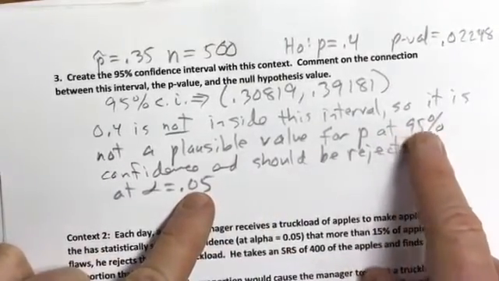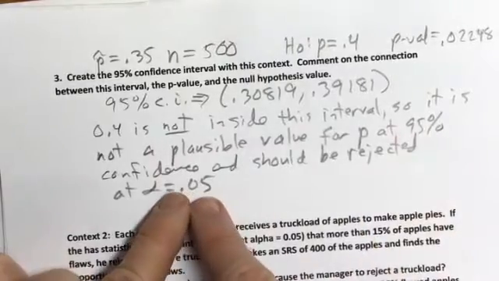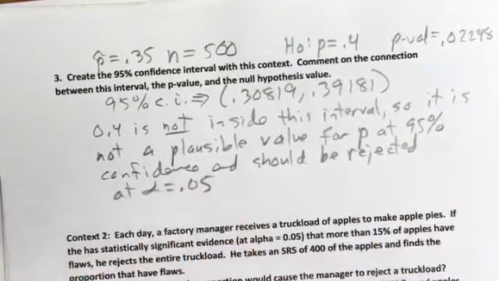If this was a 99% confidence interval, it would correspond to an alpha of 0.01. So if it wasn't in the 99% confidence interval, then the p-value would be below 0.01 on a two-sided test.